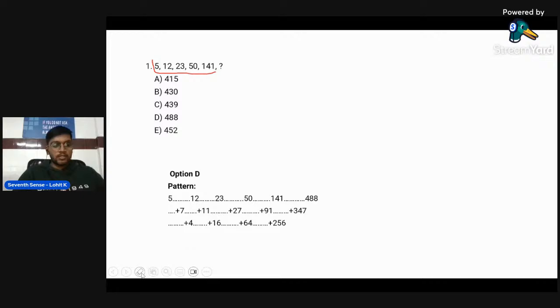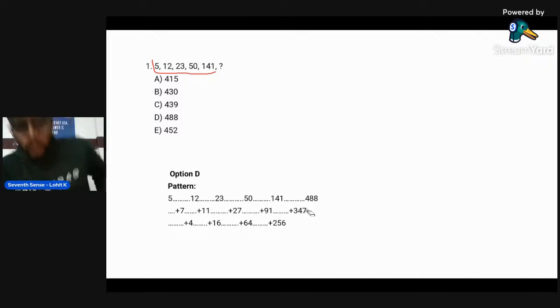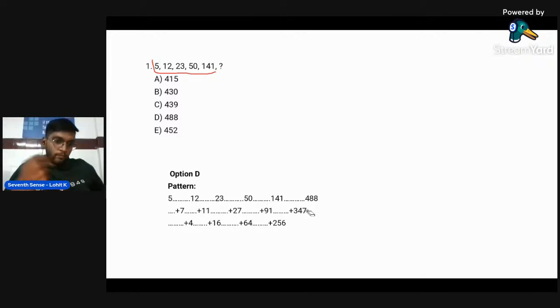As you can see in the first level, they have just taken the difference. When they took the difference of 5 and 12, they got 7. When they took the difference of 12 and 23, they got 11. They did the same for the rest. But when you see the differences 7, 11, 27, 91, 347, you can't find any kind of pattern here. So for finding that pattern, you have to go for level 2.